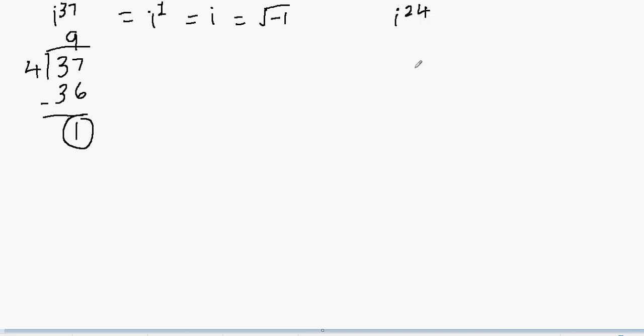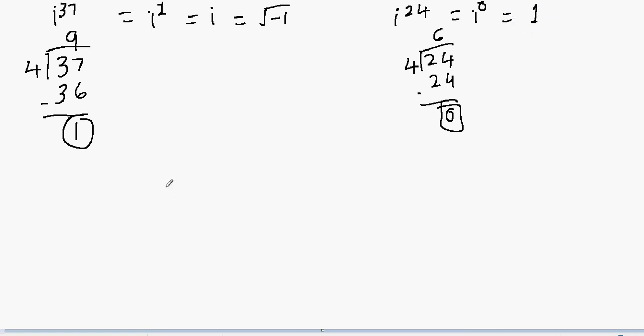Now, suppose I give you i to the power 24. Now let's solve this. So 24 divided by 4. 4 times what is 24? 4 times 6 is 24. So you get 0 here. Again, you have the 0 remainder. So i to the power 24 can be written as i to the power 0. And anything to the power 0, other than 0, will be just 1.